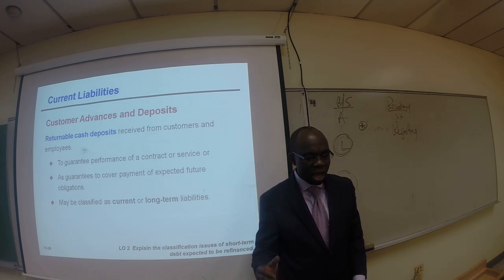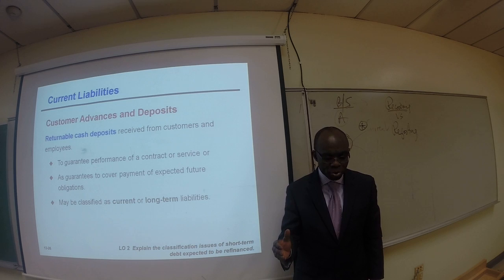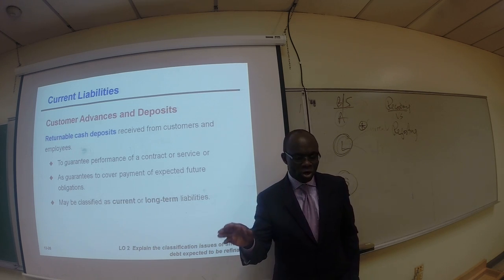So let's take a look at another example of current liability. Here we have customer advances and deposits. So this is the number 6 example of current liability.